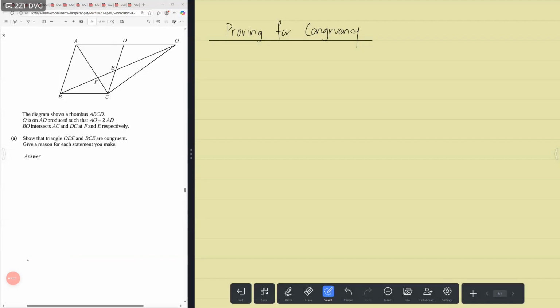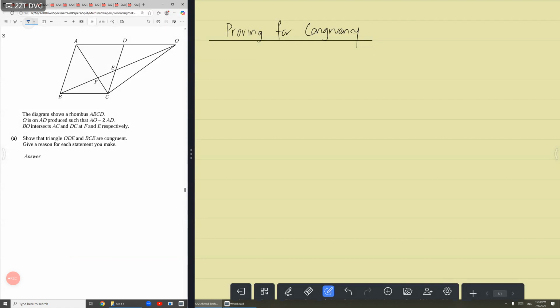Okay. Let's label the two triangles first. ODE is this blue triangle, okay, and BCE is the other blue triangle here. So these blue triangles are the two triangles that you need to prove are congruent. Okay, so the first thing that I'm going to do is to work on the diagram, meaning find clues in the diagram that will help me to prove that they are congruent.